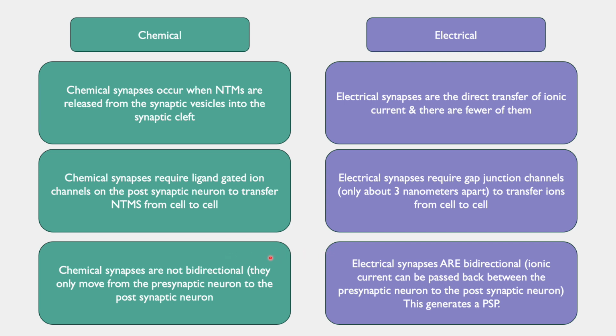My main takeaway from this slide is that chemical synapses are not bidirectional. They can only move from the presynaptic neuron to the postsynaptic neuron, whereas electrical synapses can be bidirectional, in which they can move back and forth from the presynaptic to the postsynaptic neuron, and then again from the postsynaptic neuron to the presynaptic neuron. We're going to discuss this more in depth throughout today's lecture.